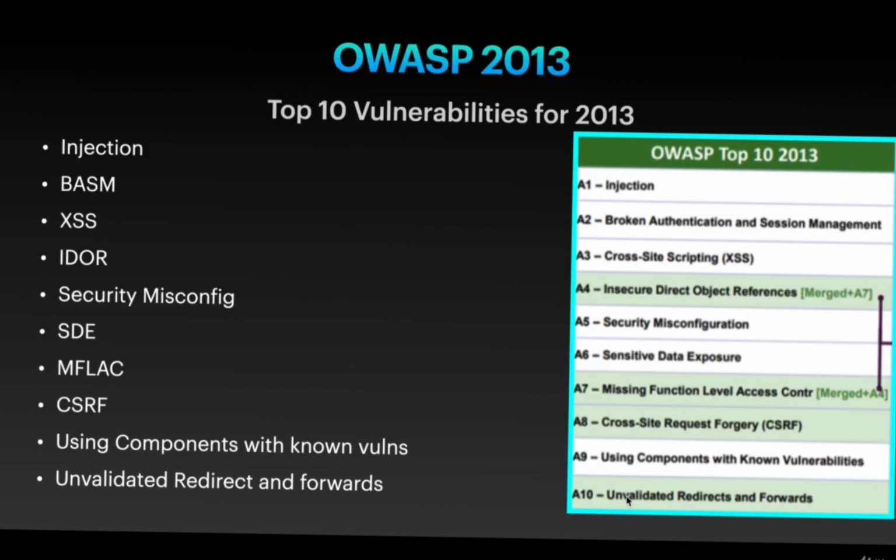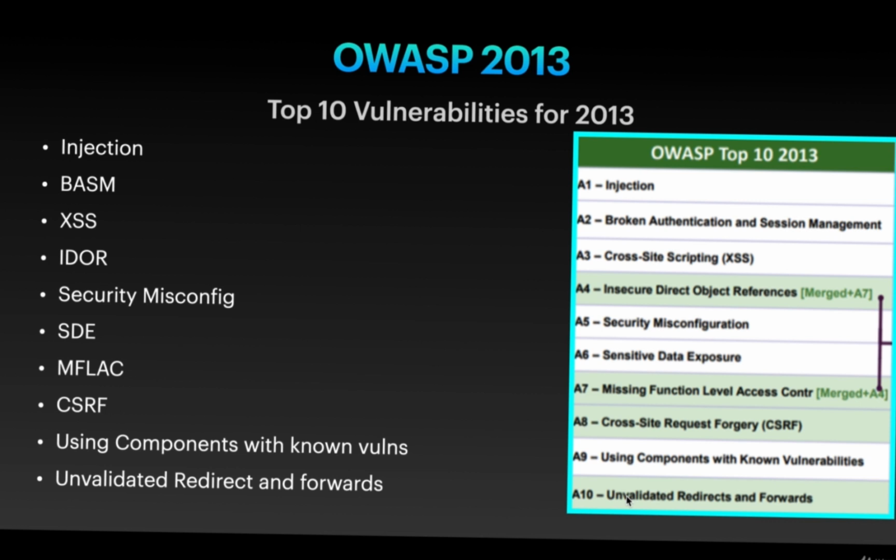So first, we are going to get introduced to OWASP 2013. Let's quickly see what the 2013 vulnerabilities in OWASP are. Starting from the first one, it is injection. Second is broken authentication and session management. Third is cross-site scripting, also known as XSS. Fourth is insecure direct object reference, also known as IDOR.